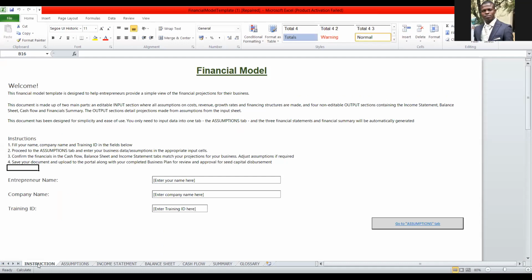So you start from the instruction. Here, you are going to input your full name as it appeared on your BVN. The next is your company name. I emphasized in my previous presentation that you need to get a registered business before you can apply for this loan. Then your training ID. After your EDI training, your training institution is going to generate a certificate code and ID for you. So you are going to input the training code here.